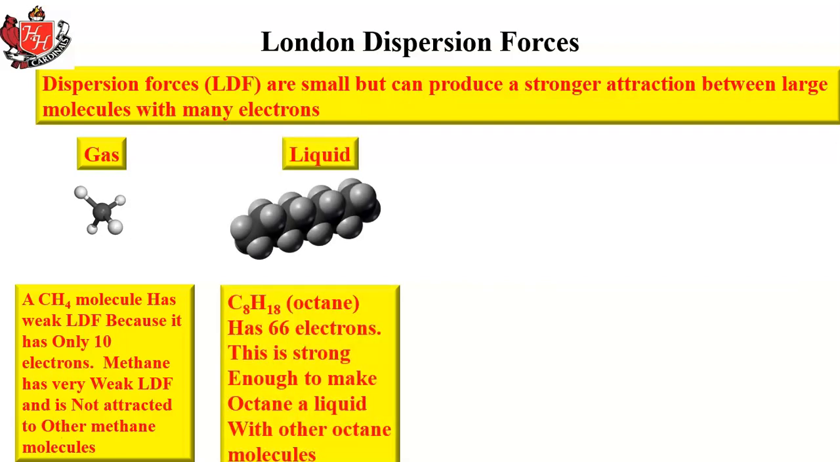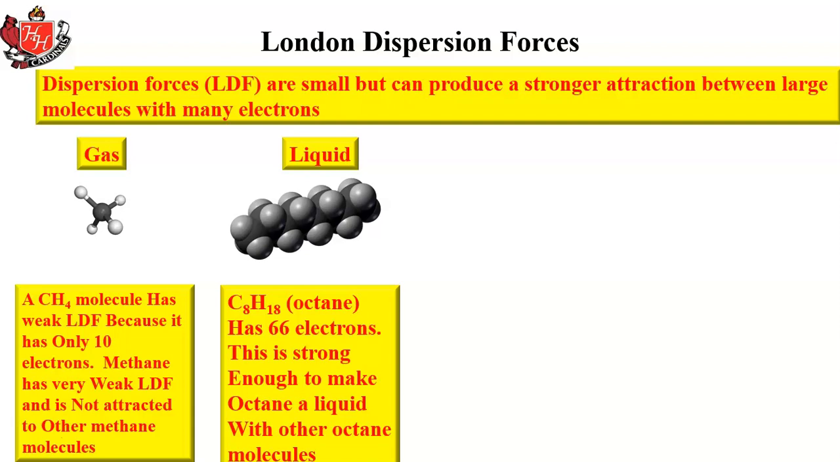Now, let's look at one that's a bit bigger. It's also a hydrocarbon. It has just carbon and hydrogen in it, but this is octane. It's C8H18, and it has 66 electrons. Now, that's enough electrons. This is strong enough to make the octane a liquid with other octane molecules. So if those 66 electrons all get pushed over to one side, then that'll make that side of the molecule negative and the other side will be positive.